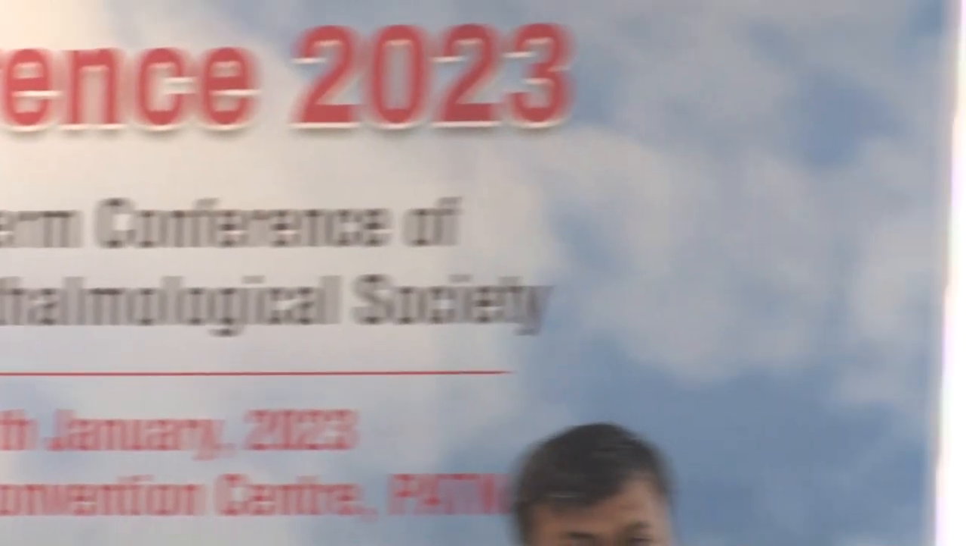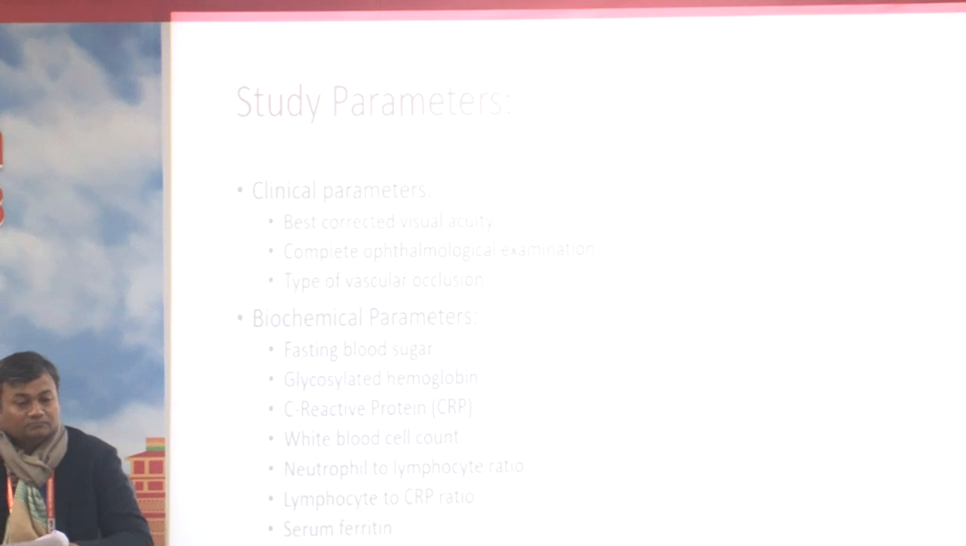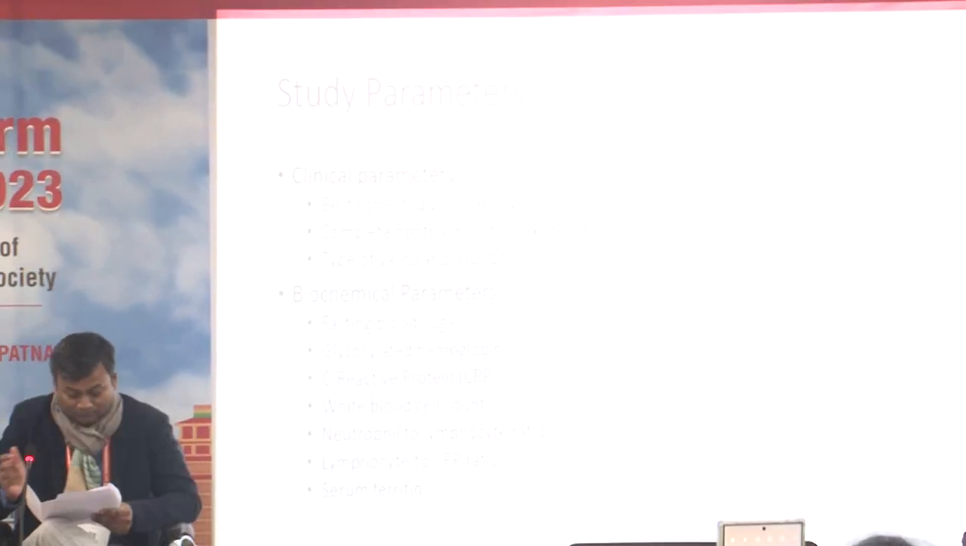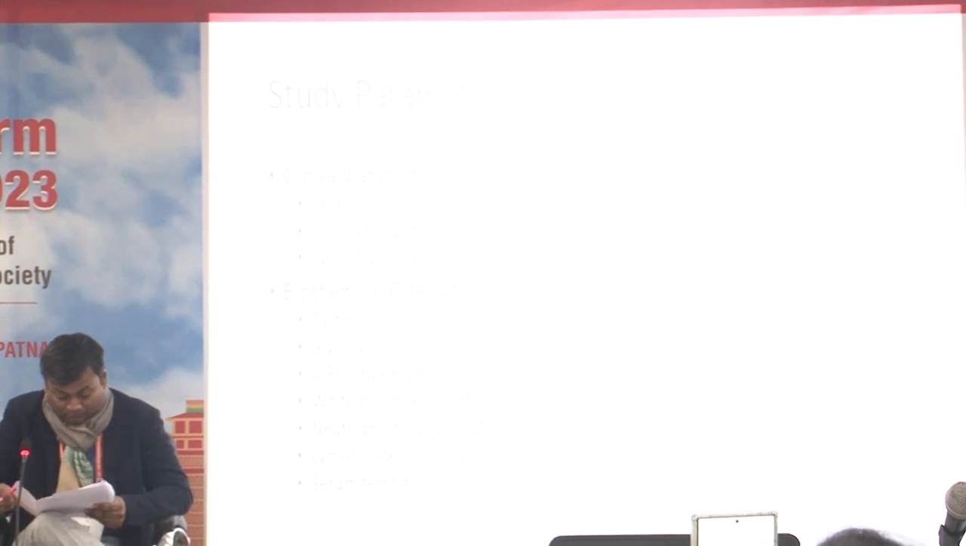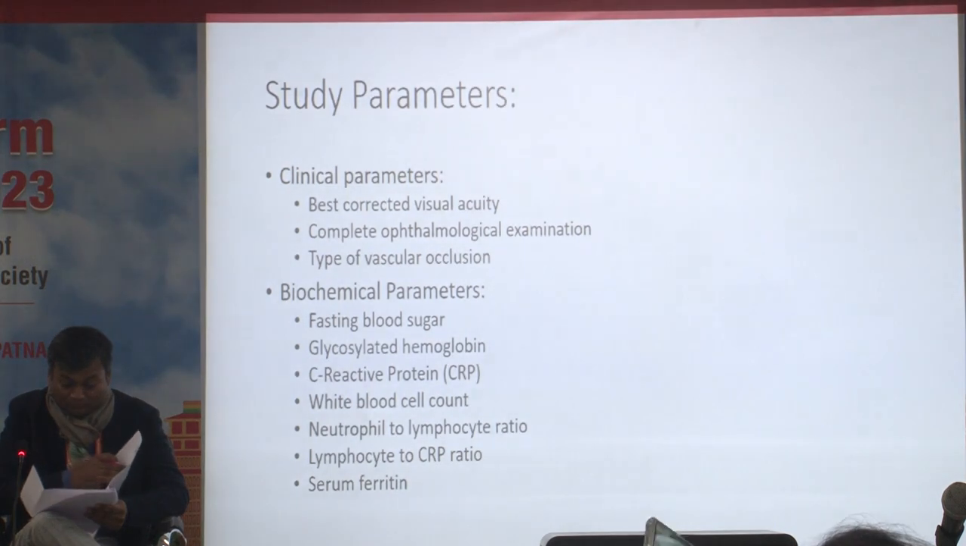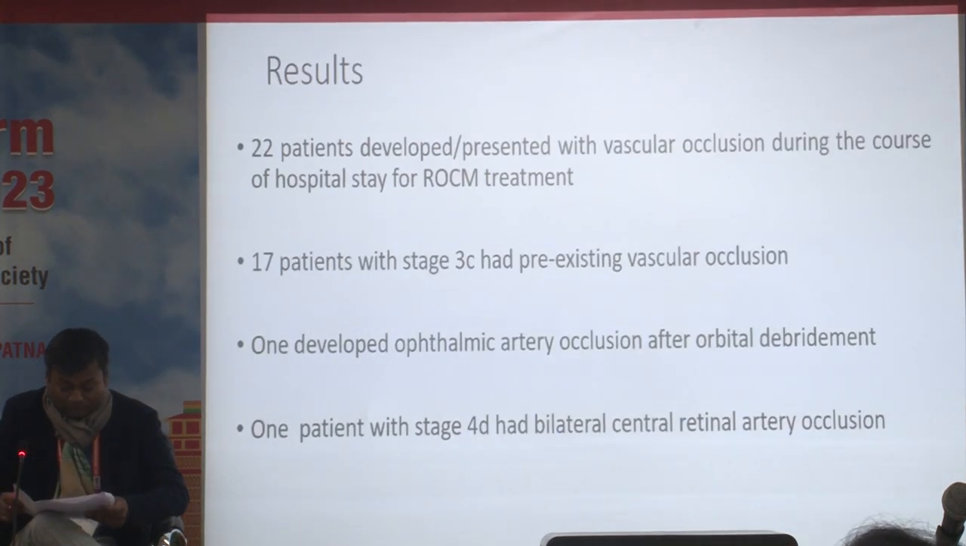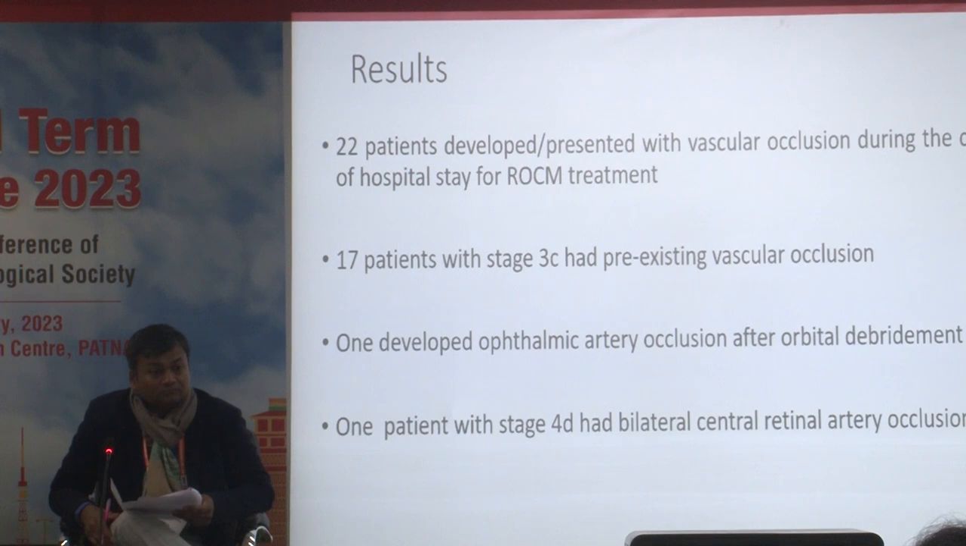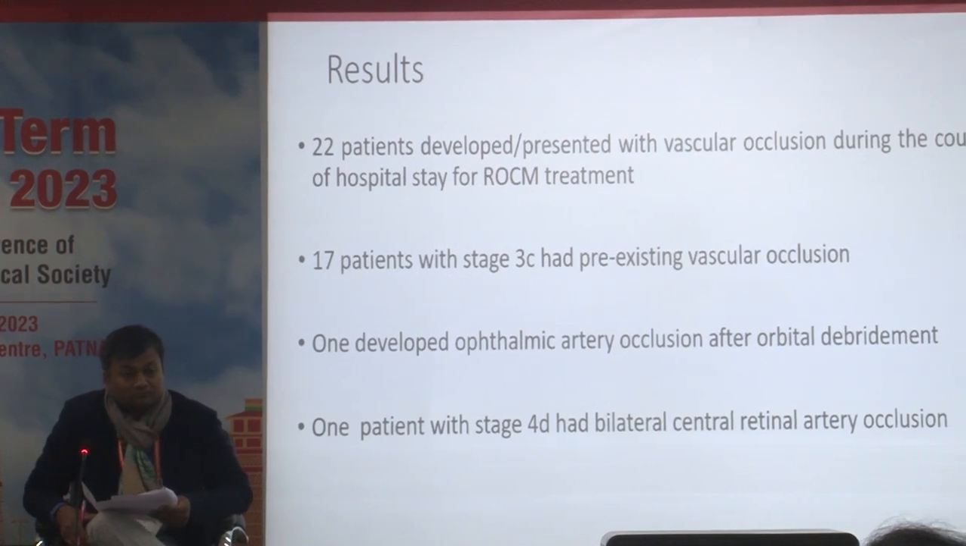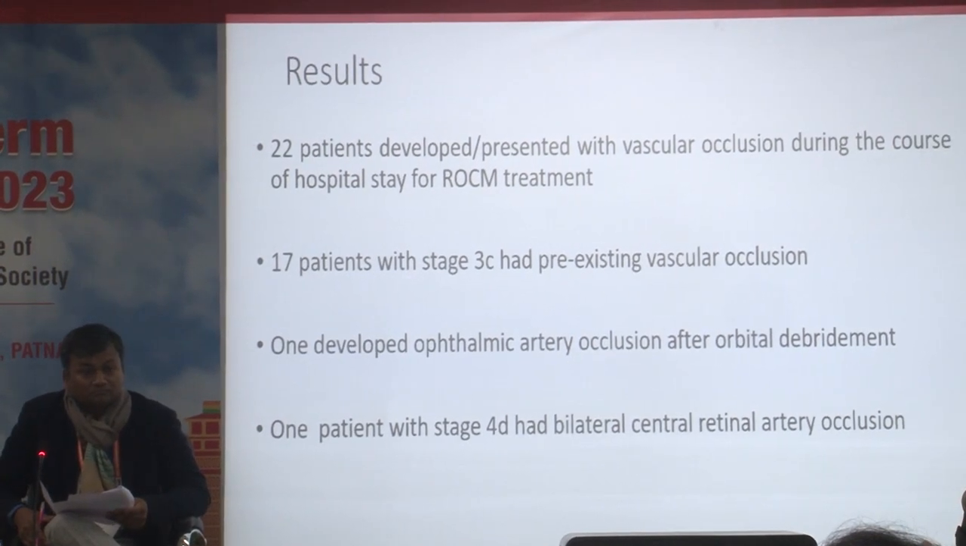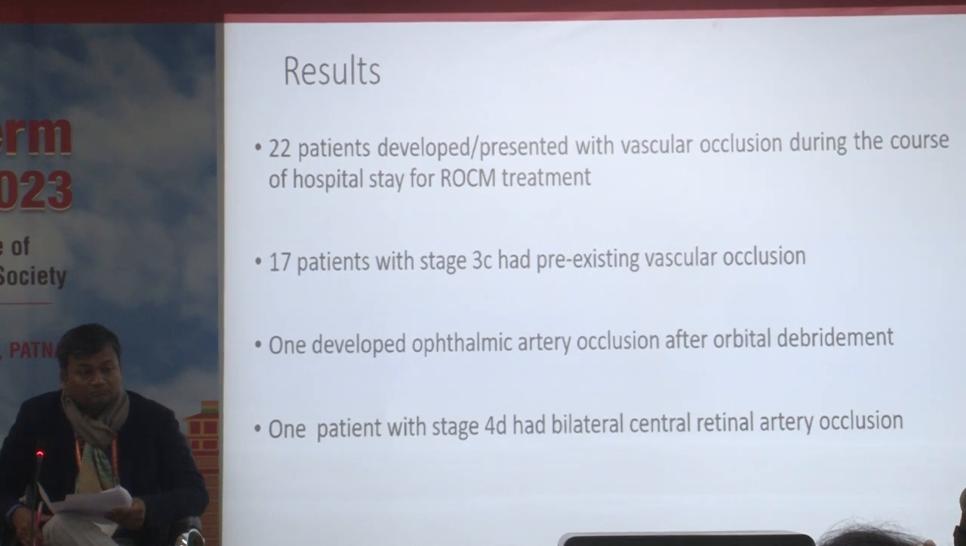And 22 patients with vascular occlusion post-COVID-19, stage 3C and 4, were included in the study. It included clinical parameters and biochemical parameters, which included the inflammatory parameters like neutrophil to lymphocyte ratio, lymphocyte to CRP ratio and serum ferritin. So 22 patients either developed or presented with vascular occlusion during the course of hospital stay during the ROCM treatment. 17 patients had pre-existing vascular occlusion, while one developed ophthalmic artery occlusion secondary to surgery.